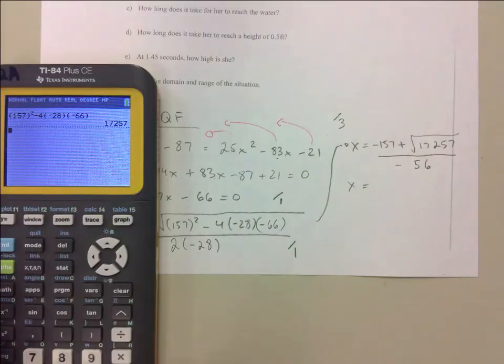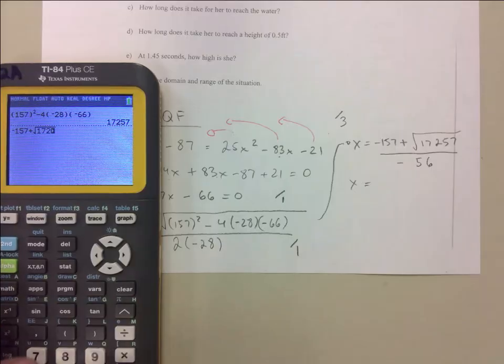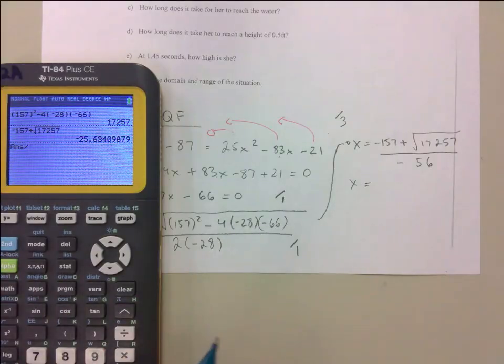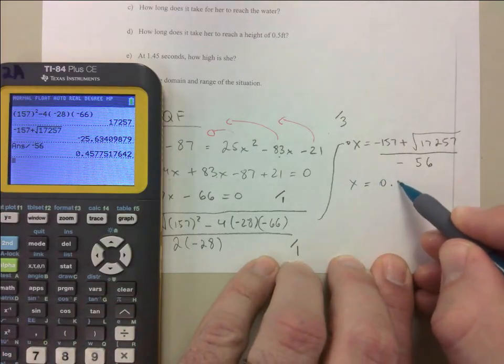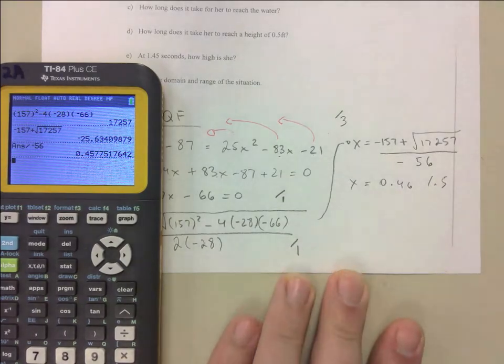So I'm going to go -157 plus root of 257, sorry. You can go copy paste as well if you want. So I add that first, and then I divide by -56. So that is 0.46 is the first one. So you get half a mark for that.